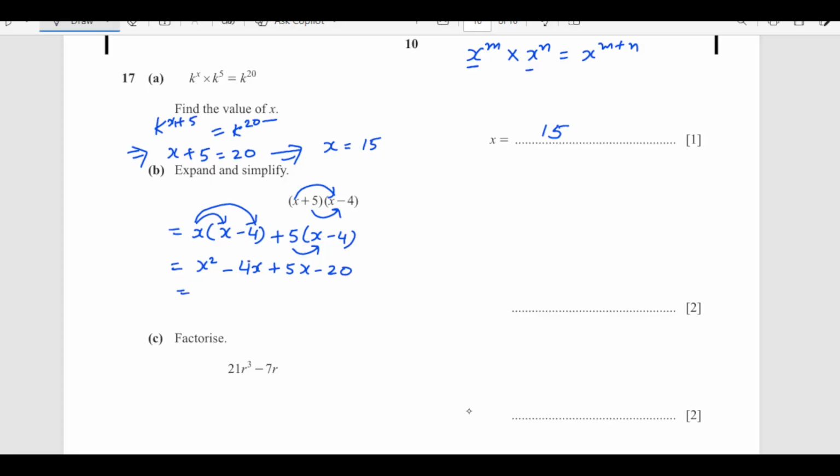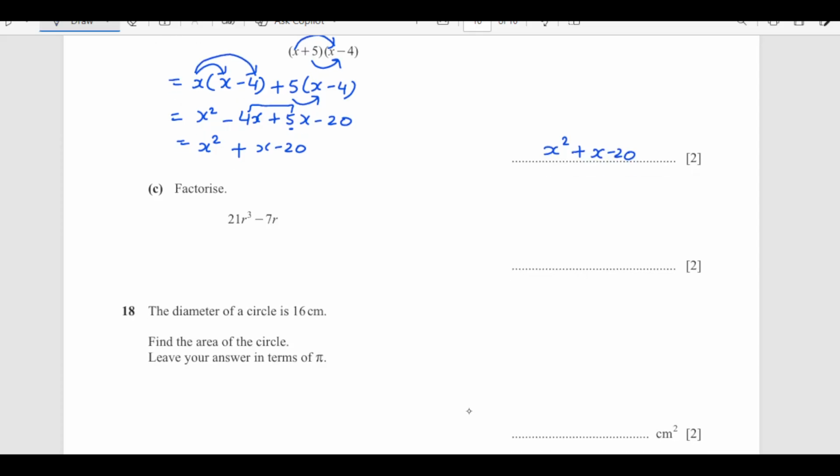Now combine the like terms. We have only these two like terms in the middle, so 5 minus 4, it's 1, so we will keep positive sign. Why are we keeping positive sign? Because 5 is greater than 4 and 5 has positive sign, so we will take the sign of the bigger number. So this is our final answer, right?